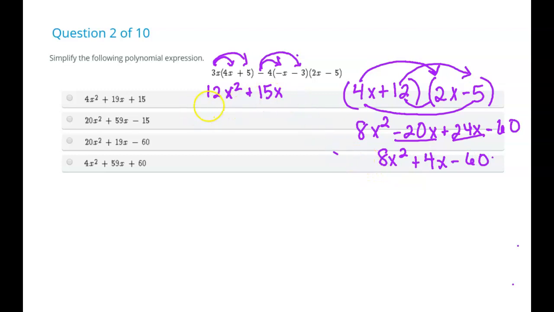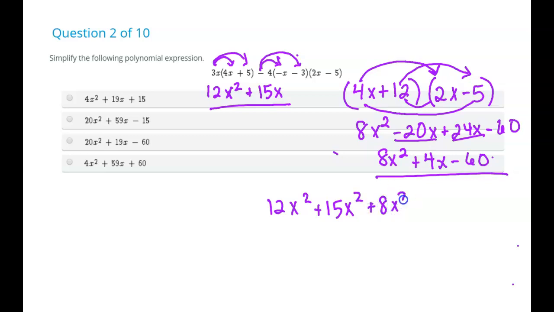Now I'm going to take this binomial right here and add it to this binomial here. So 12x squared plus 15x plus 8x squared plus 4x minus 60. You're going to combine your like terms, and you're going to get your answer. That was a little tricky. You needed to first distribute the 3x, first distribute the negative 4, but then remember that you're FOILing the second two binomials together.